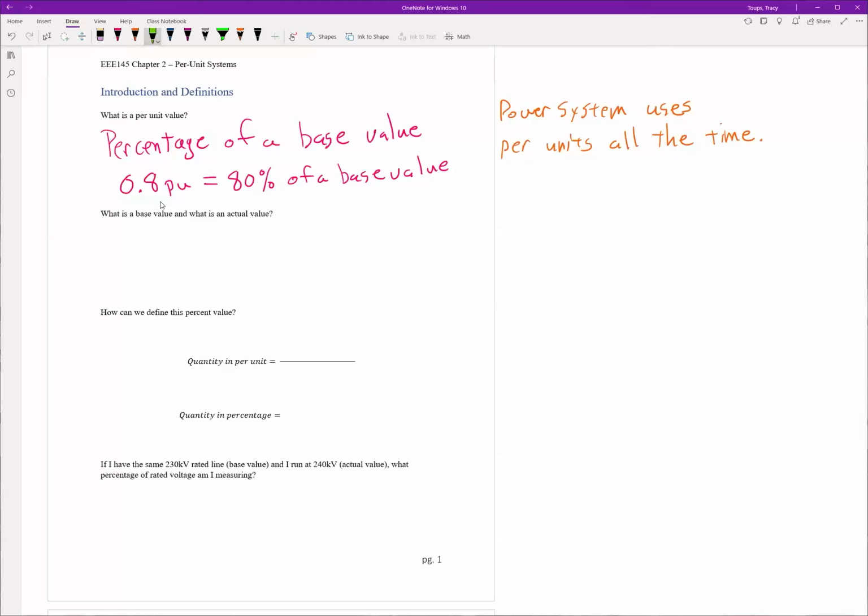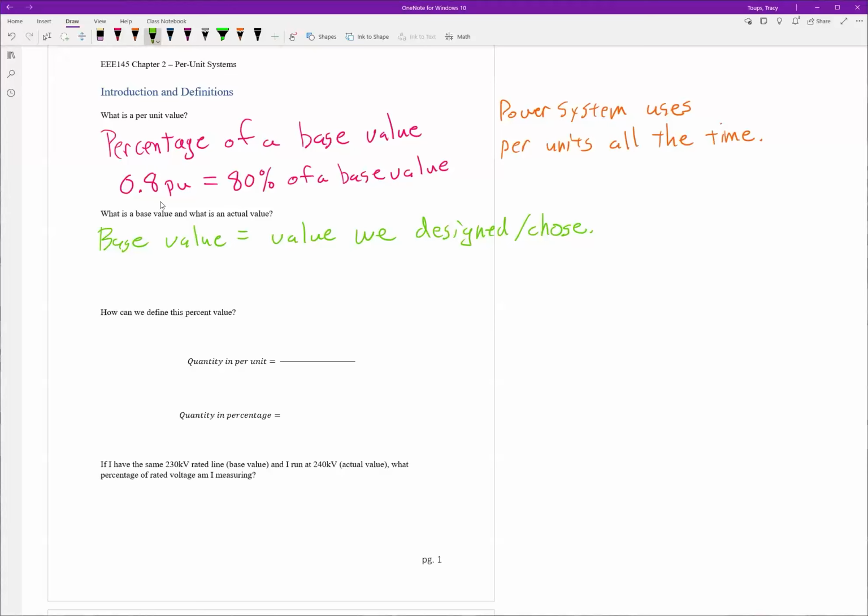Okay. So we said a per unit value is a percentage of a base value. Well, then the next question is, what is a base value? A base value, let's write it down, is a value like voltage, current, or whatnot we design or chose, right? So basically, in the design side of engineering, whenever we're building a substation or transmission lines, we'll pick a certain level of voltage and MVA and current that we expect to happen, and that's the base value.